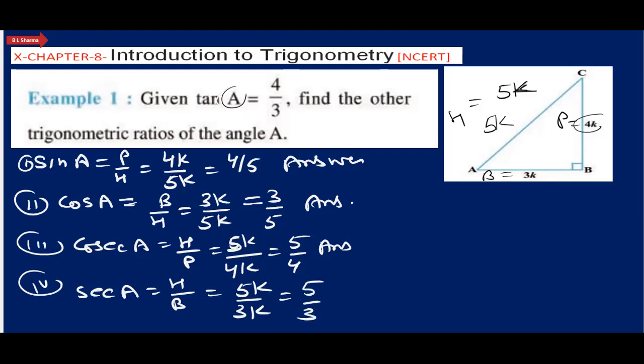That is 5 upon 3, answer. And last is cot A. Cot means base upon perpendicular. So that is 3k upon 4k. K and k cancel. That is 3 by 4, answer, and that is fifth.